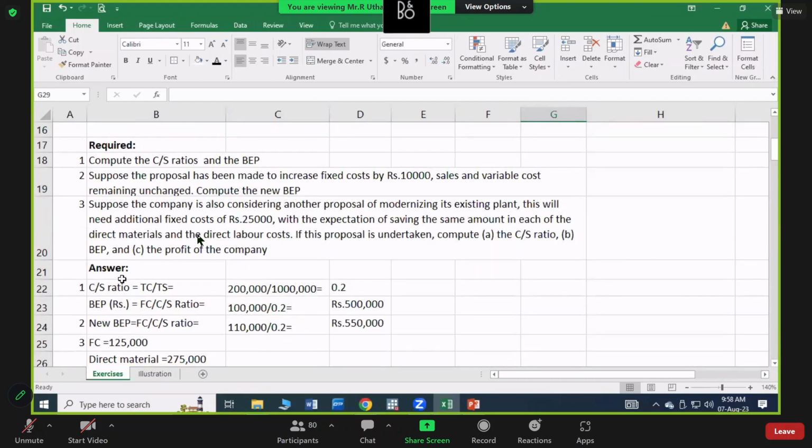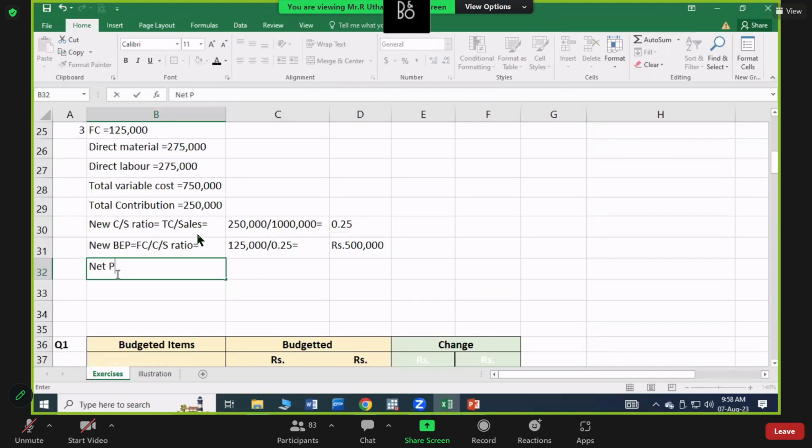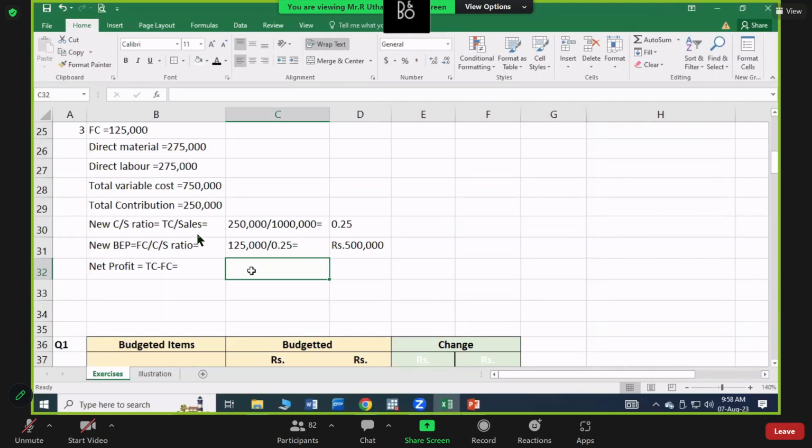Then the profit of the company. Net profit is equal to total contribution minus FC, which is equal to 2,50,000 minus 128,000. So which is equal to 128,000.